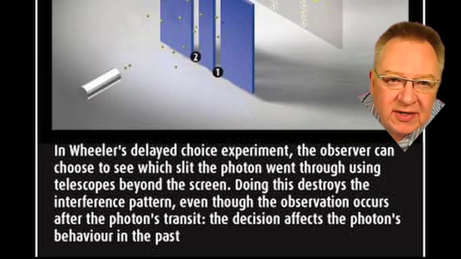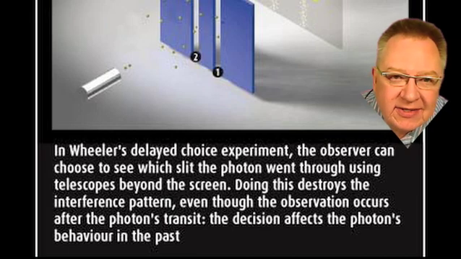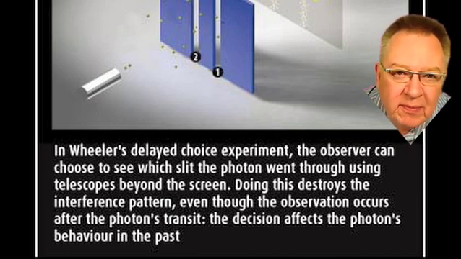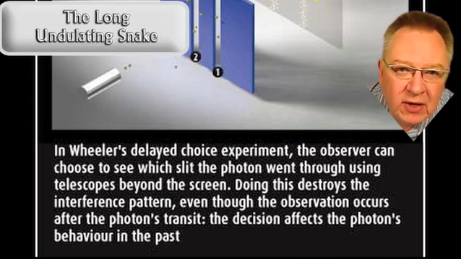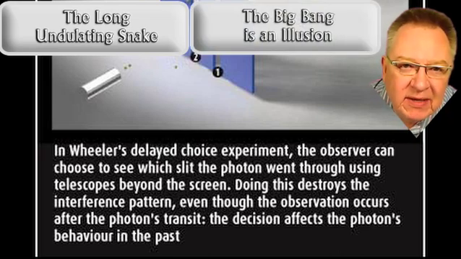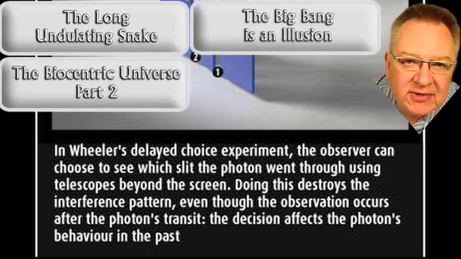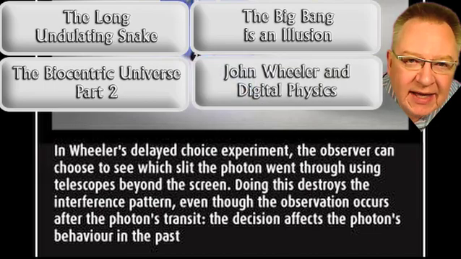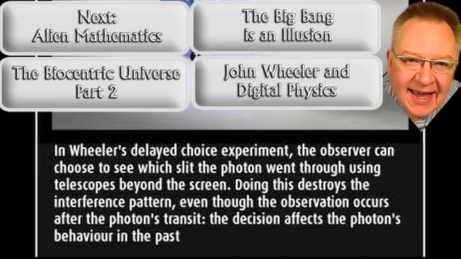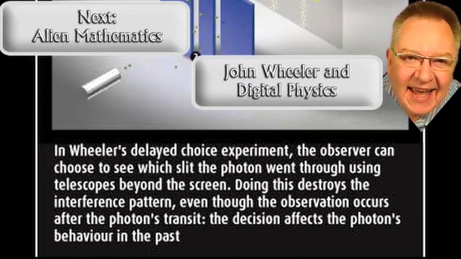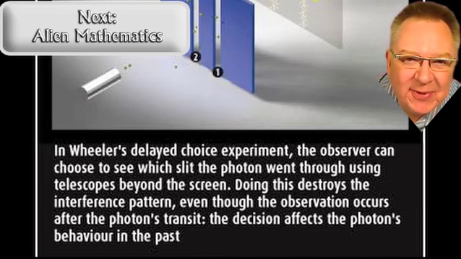Other blogs where we've talked about retrocausality and causal chains extending both forward and back from our now include The Long Undulating Snake, The Big Bang as an Illusion, The Biocentric Universe Part 2, and John Wheeler and Digital Physics. And next item is going to be called Alien Mathematics. My name is Rob Bryanton. Enjoy the journey.